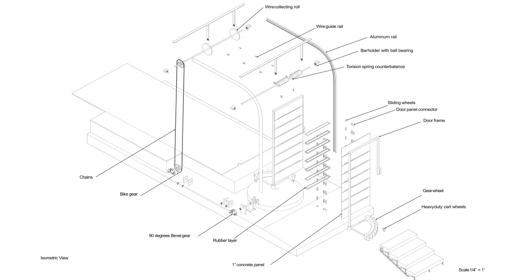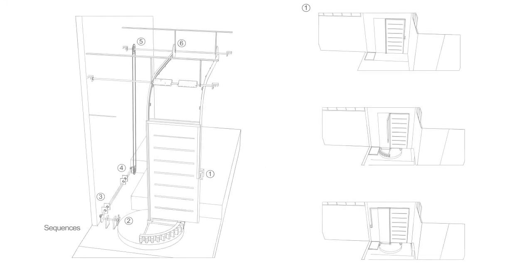The first drawing shows the components of the concrete door design in isometric view. With this drawing, viewers can easily differentiate all the components which make up the door. The next two drawings show the sequence of how the door operates.